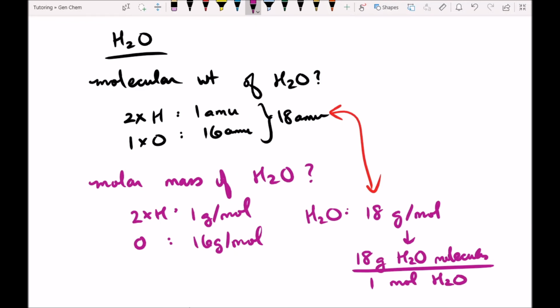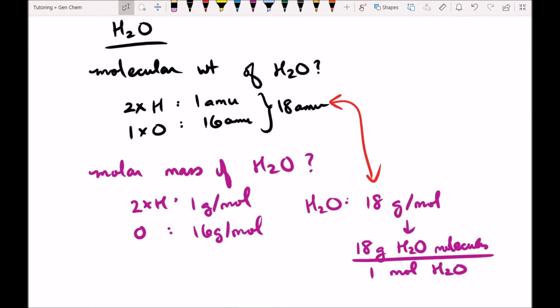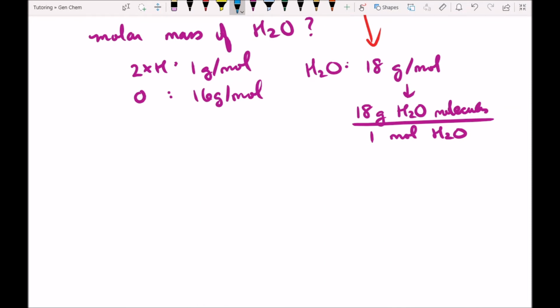In other words, 1 mole of water equals 18 grams of water. And of course the mole is 6.022 times 10 to the 23rd molecules. So 6.022 times 10 to the 23rd molecules of water is equal to 1 mole, which is equal to 18 grams of water. So it's all interconnected really closely. So let's get back to the original problem. We want to go from grams to moles. And how do we do that?